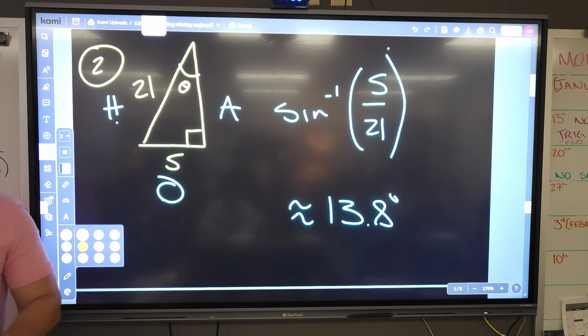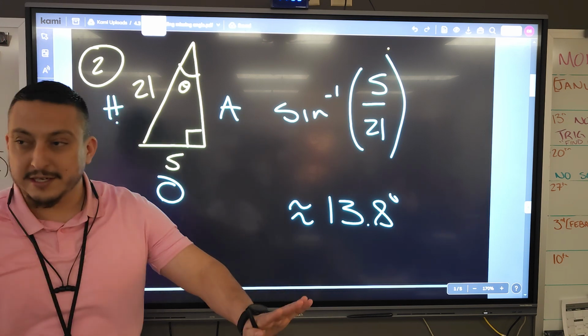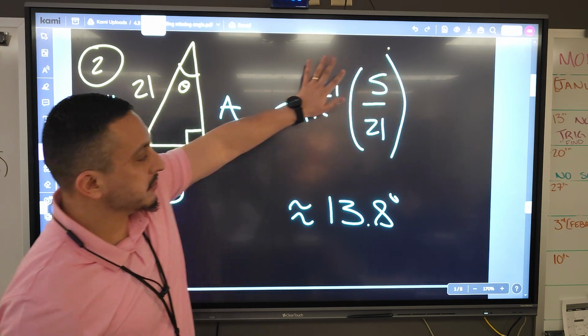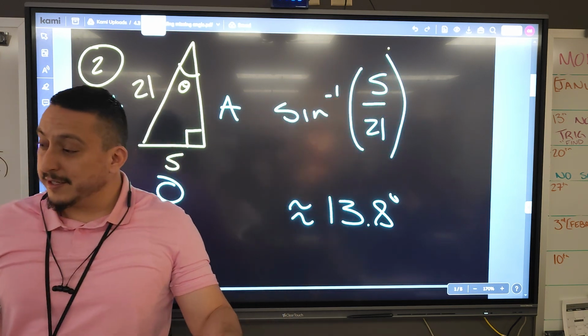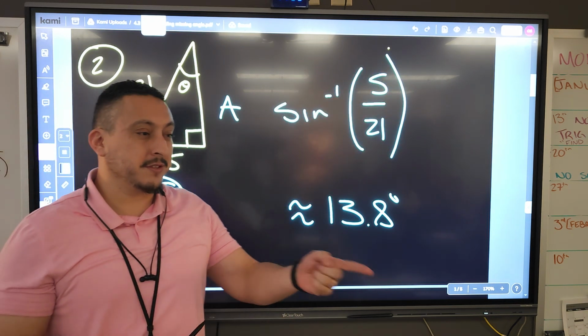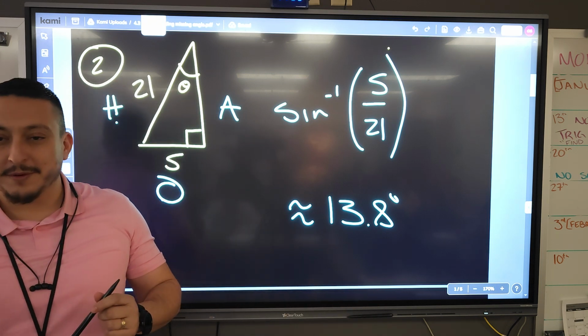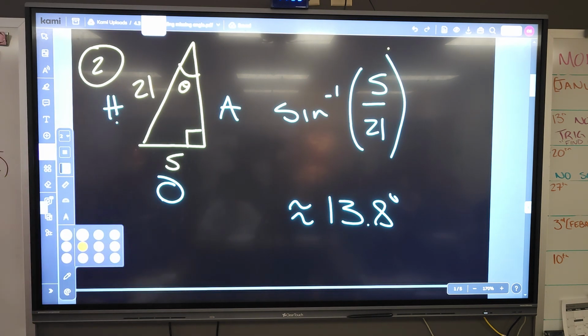How many of you got that? Okay, good. So make sure, if you didn't get that, look at your calculator, see if that's what you plugged in. If that's what you plugged in and you got a different answer, that means you're in radian mode. So switch it to degree mode. That causes you to get wrong answers.